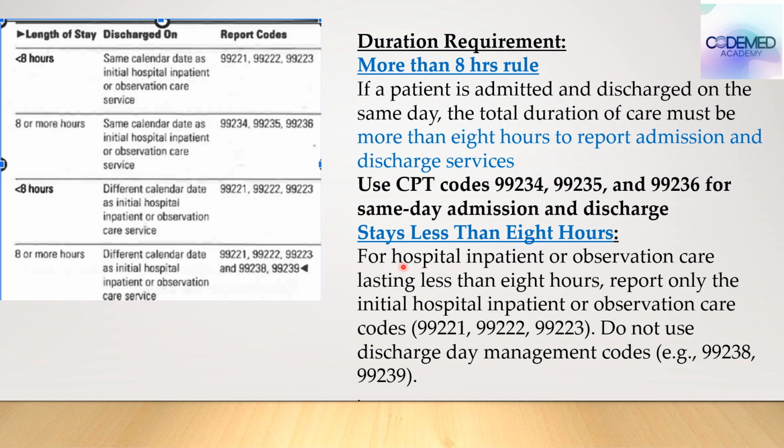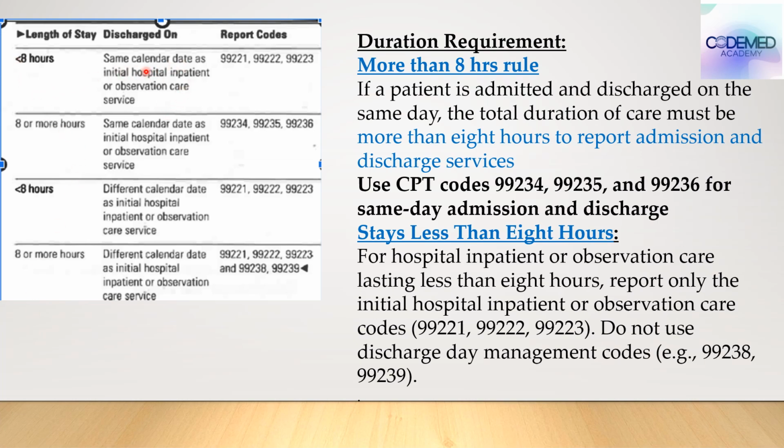For the patient stay of less than 8 hours, what do we do? For the patient, hospital inpatient or observation care lasting less than 8 hours, report only the initial hospital inpatient or observation care codes, that is 99221, 99222 and 99223. Do not use the discharge day management code. Okay, this is very, very important. And this is a very nice table which is given in your book, and it talks about less than 8 hours, same calendar date.